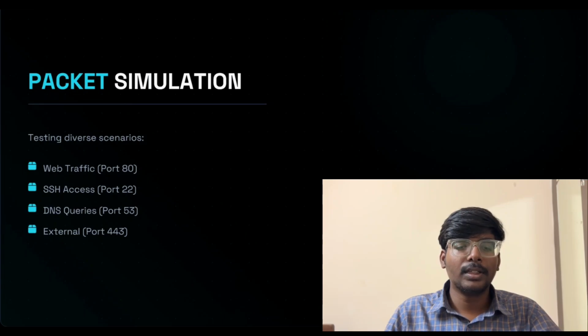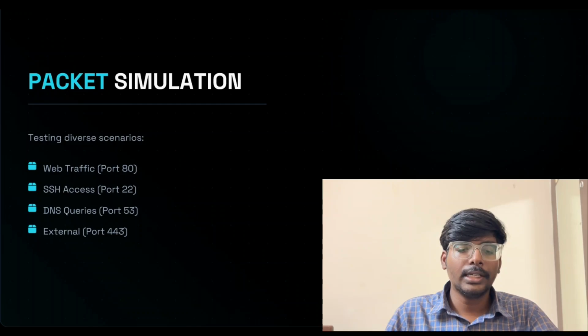Packet simulation. To test our implementation, we simulate different types of network packets. Each packet contains an IP address, a port number, and a protocol. We test multiple scenarios such as web traffic on port 80, SSH access on port 22, DNS queries on port 53, and external traffic on port 443. Each packet is passed into the validation function, which checks it against the defined rules. This allows us to observe how the system behaves under different conditions.